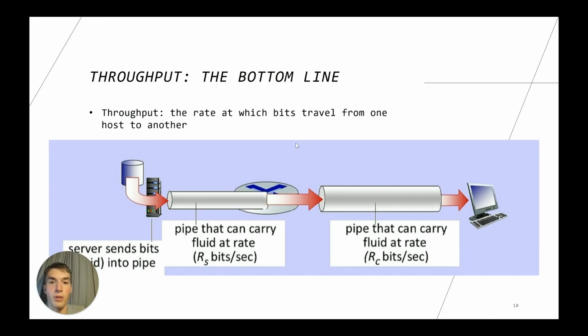A final useful metric for analyzing network performance is going to be throughput. And throughput is basically the speed of your internet connection to another host. It's the rate at which bits are going to travel from one host to another. That's illustrated here by this line. It's the bit rate between two hosts in a network.